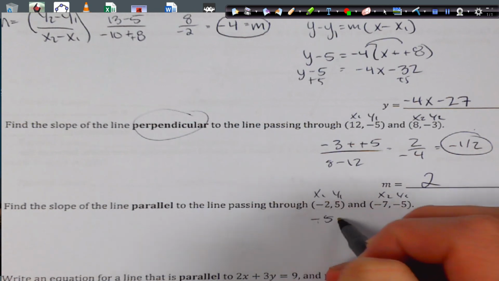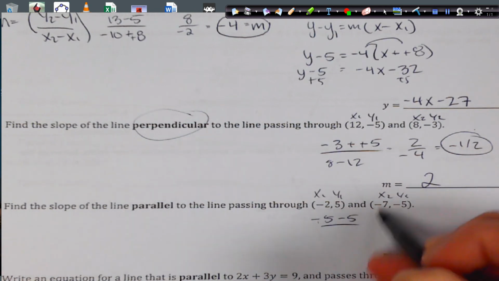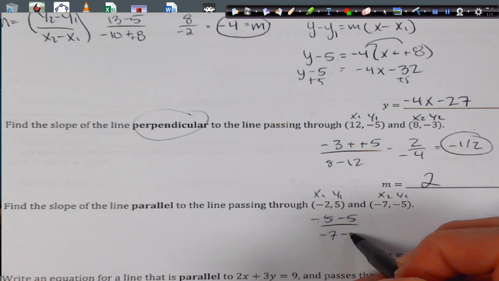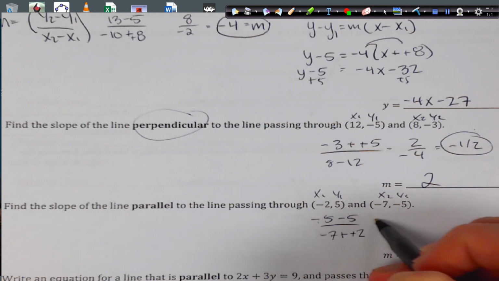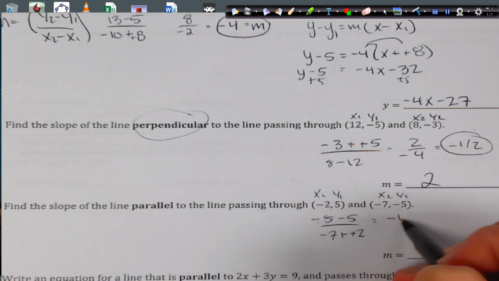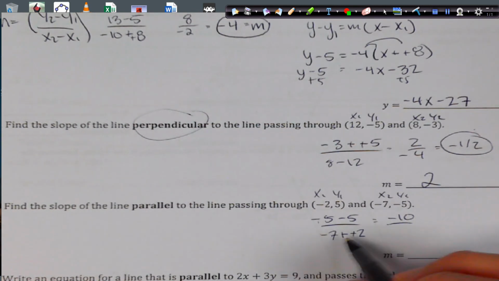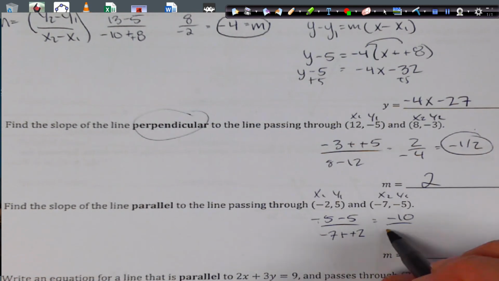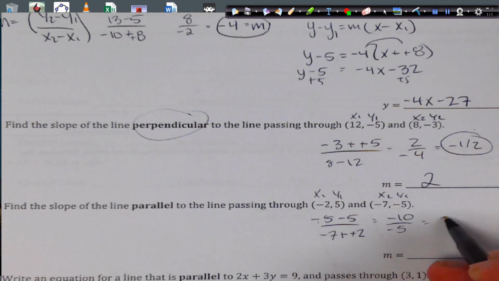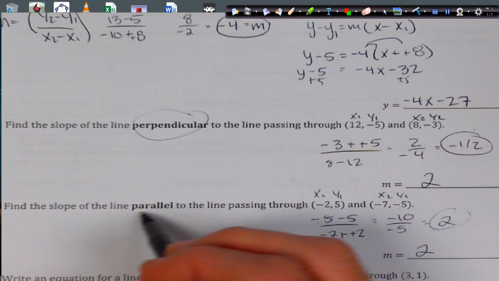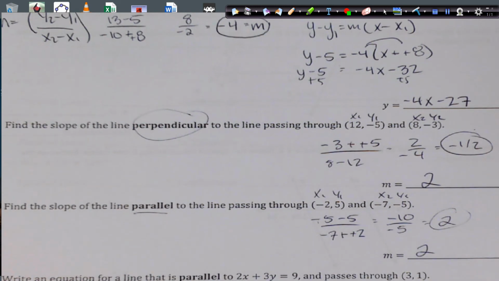So that's negative 5 minus 5. And this is going to be negative 7 minus a negative 2. That becomes positive. So negative 5 minus 5 is negative 10, not to be confused with 0. Negative 7 plus 2 is a negative 5. Those two become positive 2. And we just keep it the exact same because parallel means the same slope.